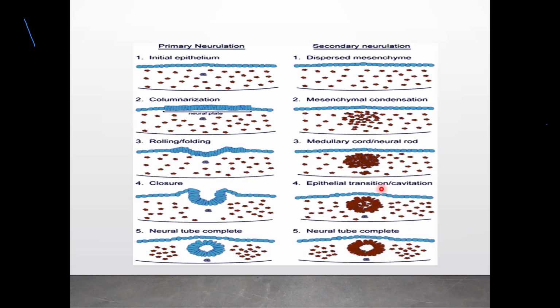Some of the differences that you can note in this is that one of them is coming from ectoderm, the other one is coming from mesoderm or the mesenchyme. One of them has induction from the notochord, the other one doesn't. One of them will form neural crest cells, that is, primary neurulation will form neural crest cells. Secondary neurulation won't form neural crest cells. Another point to appreciate is that secondary neurulation will form the spinal cord only. Primary neurulation will form the brain and the spinal cord. So those are some of the differences that you can note regarding primary and secondary neurulation. Maybe you can also go through them at your own time.